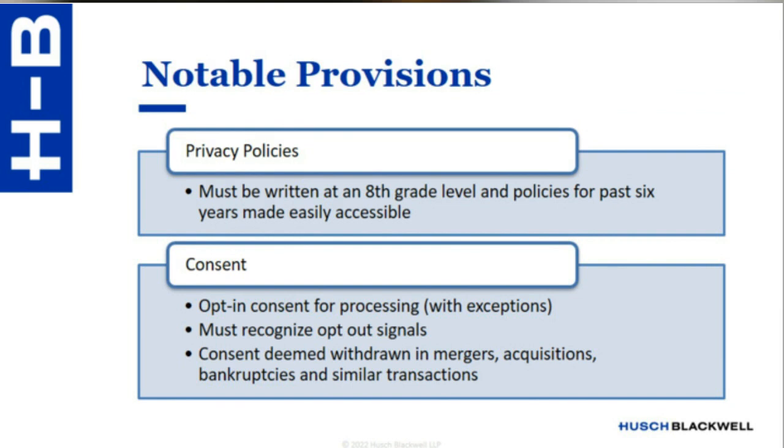So, notable provisions under the notice requirements: the bills explicitly state that privacy policies must be written at an 8th grade reading level or below, and each version for the past 6 years must be easily accessible to consumers. Opt-in consent is required here to process data that doesn't fall under an exception. And here, controllers are required to recognize those opt-out signals. And in the event of a merger, acquisition, or bankruptcy, where another entity assumes control or ownership of the majority of the controller's assets, any consumer consent that's previously been provided to the controller shall be deemed withdrawn. That's pretty interesting.